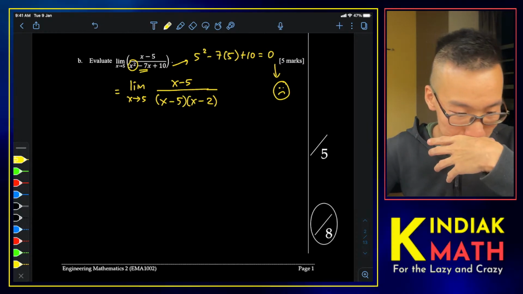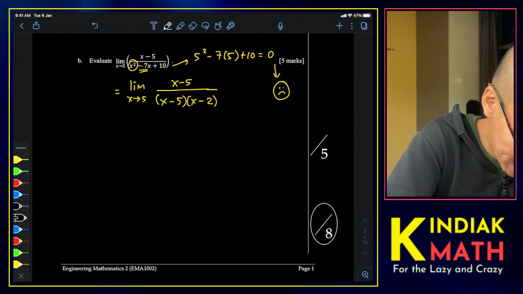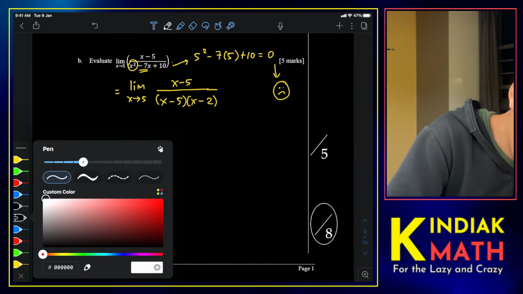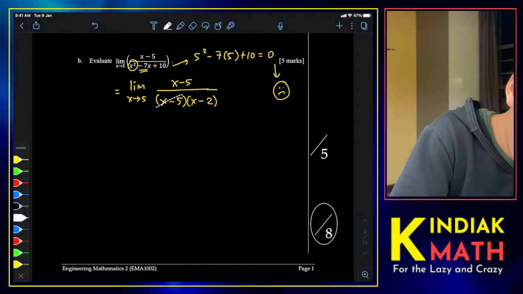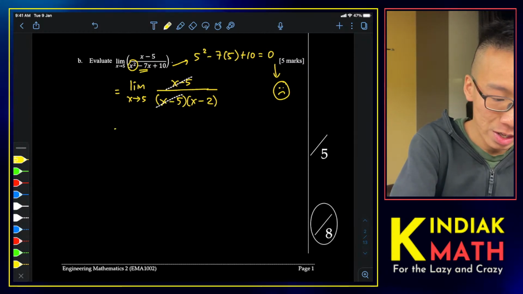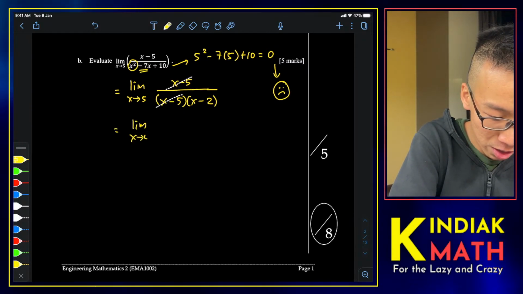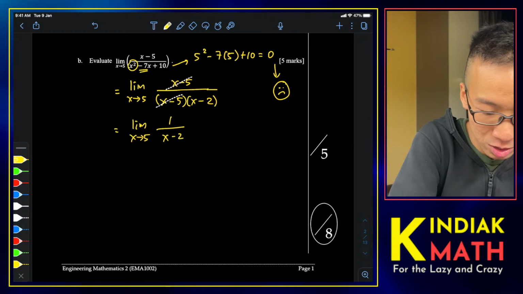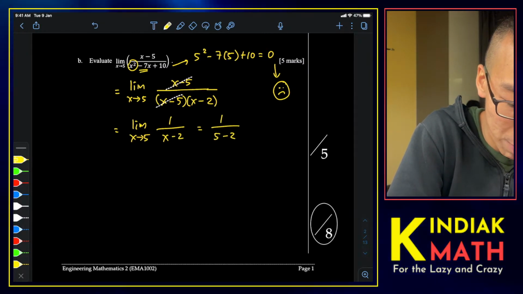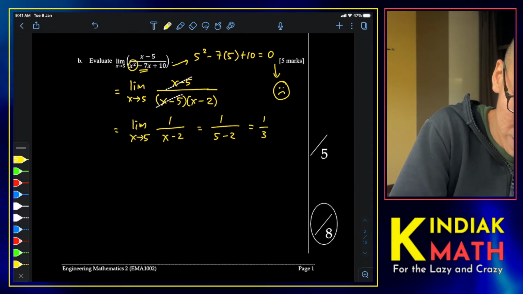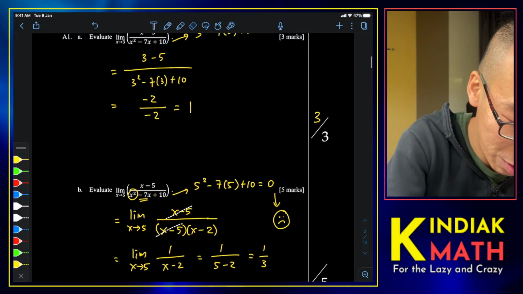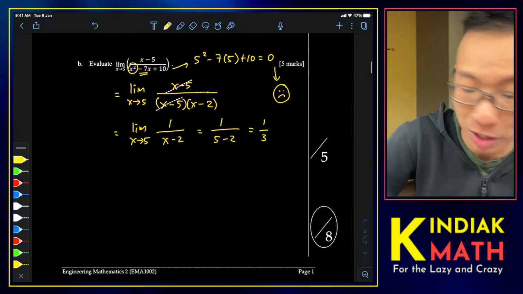And what that means is nice things happen because we do get a bit of cancellations over there. So this simplifies to 1 over x minus 2. Now when we do the substitution, we don't run into any problems and we get our final answer. I don't think I'll give myself the marks, but you could give yourself the marks if you wanted to.